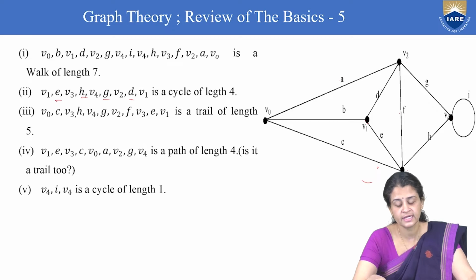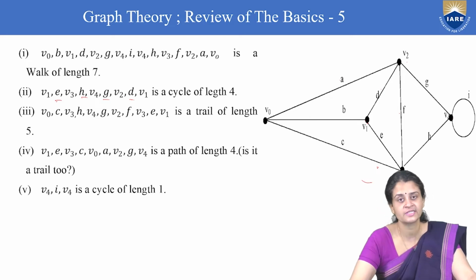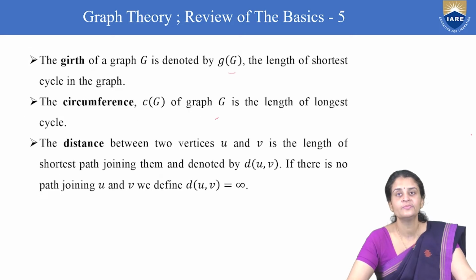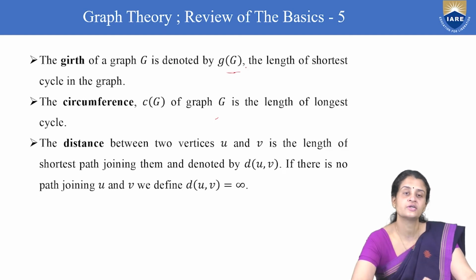Can we find any other cycle longer than this 4? No. Here the shortest cycle is 3. We can start from here and go around here. Sorry, not length 3 here; the shortest cycle is of length 1 here. So the girth of a graph, denoted by g of G, is the length of the shortest cycle in the graph, and circumference c of G is the length of the longest cycle.